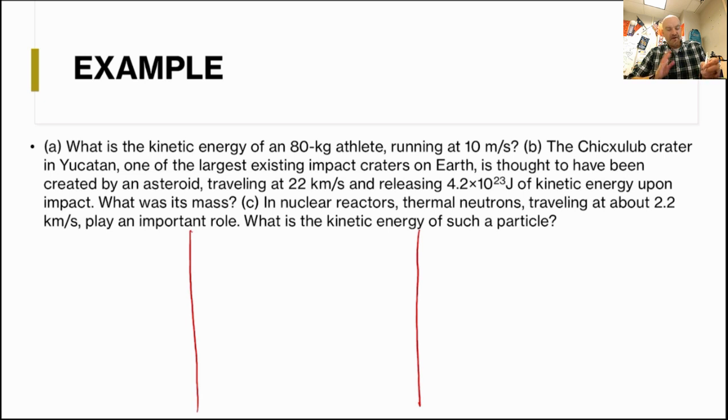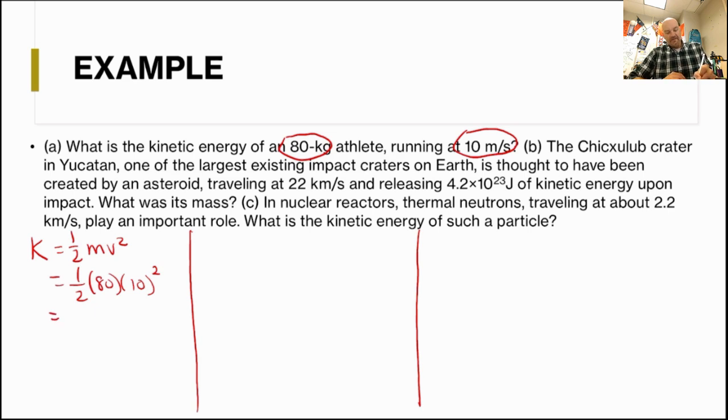The first one is very easy. We're given the mass of the athlete and the speed that they're running with. So we're just going to do 1/2 mv squared. So 1/2 times 80 times 10 squared. 1/2 of 80 is 40, 10 squared is 100, so 40 times 100 is going to be 4000 joules. So that's just a straightforward calculation.